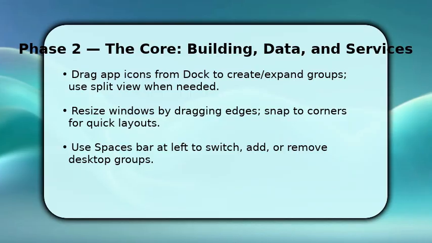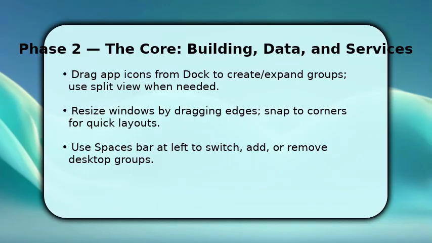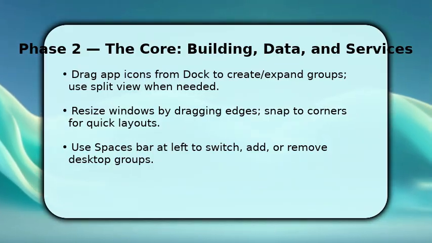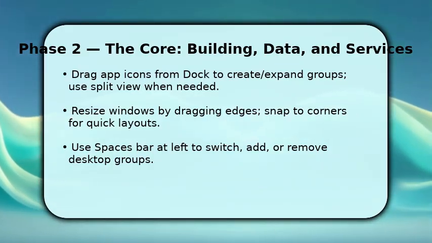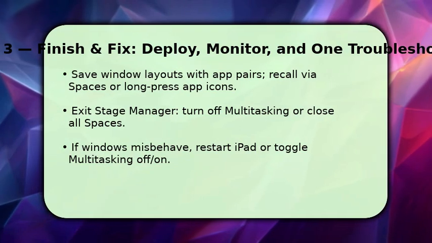To organize workflows, open the Spaces bar at the left and create new desktop groups for different tasks. Switching is instant. Make sure to name or mentally label groups so you know which set contains documents versus communication apps. To finish, lock in your layout by leaving groups open.